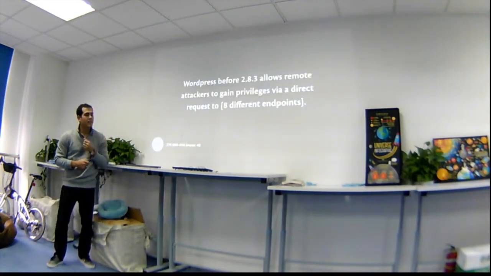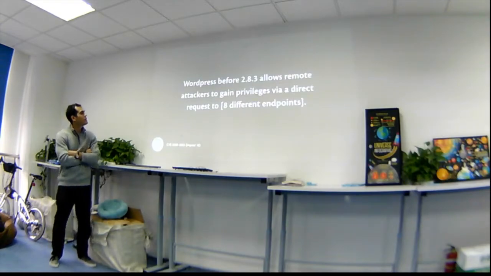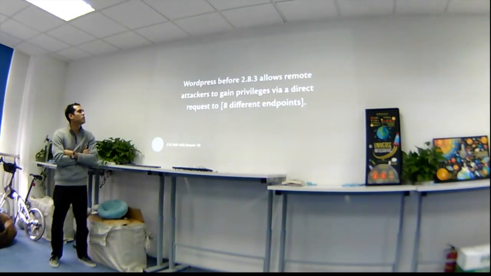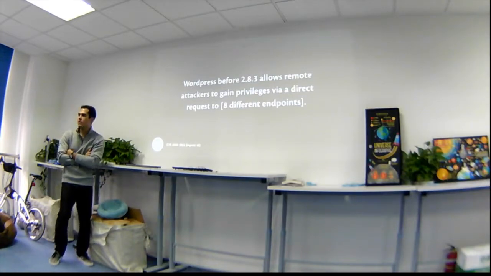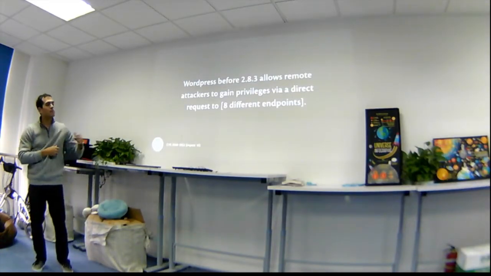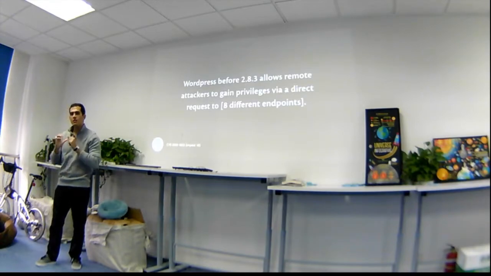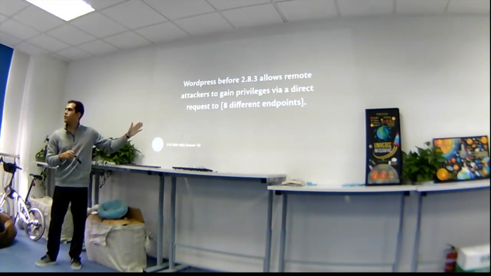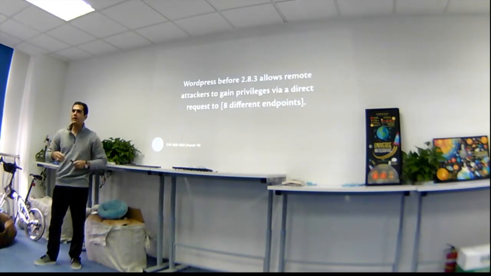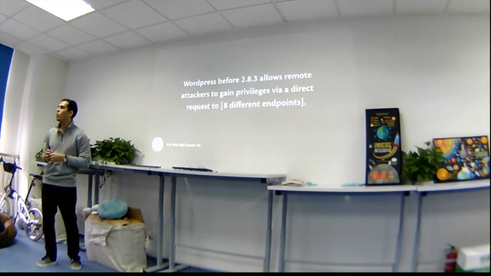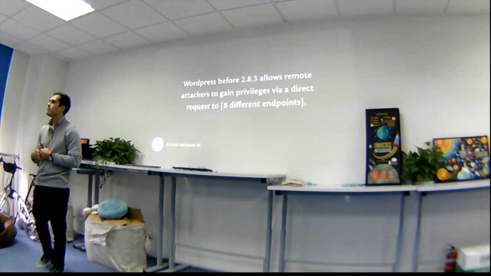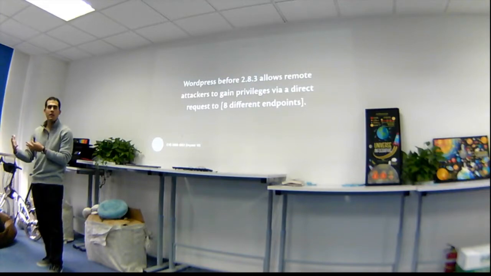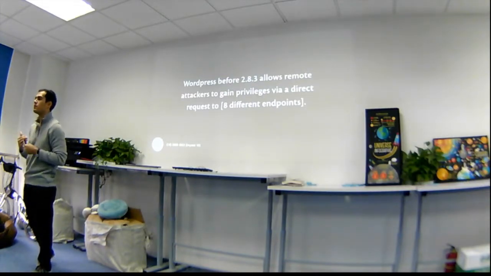Here is the CVE text. It says WordPress before version 2.8.3 allows remote attackers to gain privileges via a direct request to 8 different endpoints. To break up what this means, you could just send an HTTP request to 8 different URLs, and then you would be an administrator, or you would be able to do what an administrator can do. WordPress failed to authenticate and/or authorize the entity making the request.